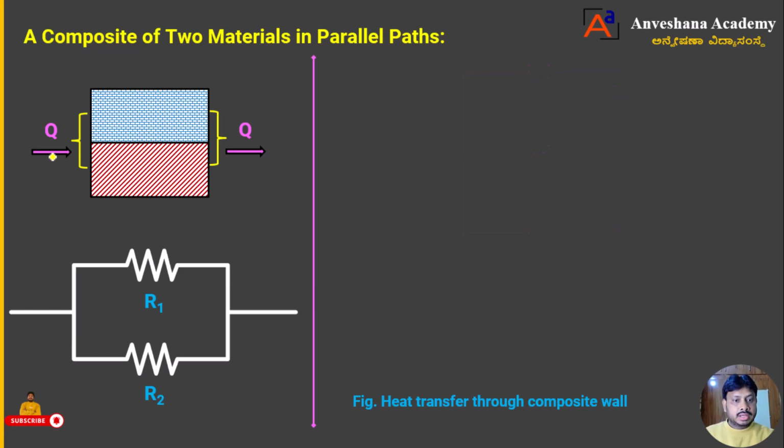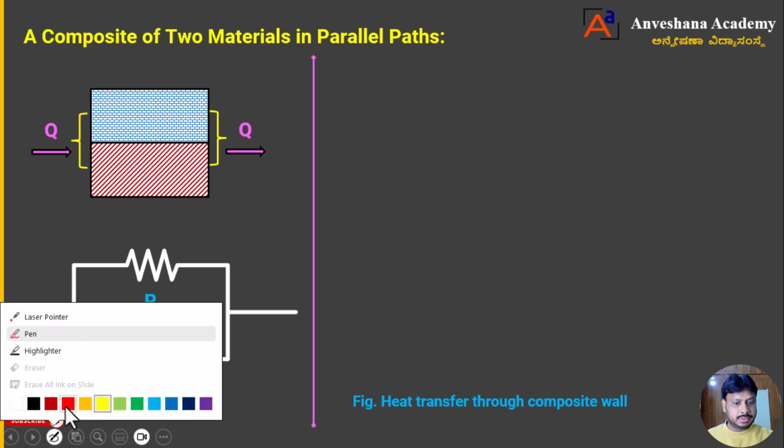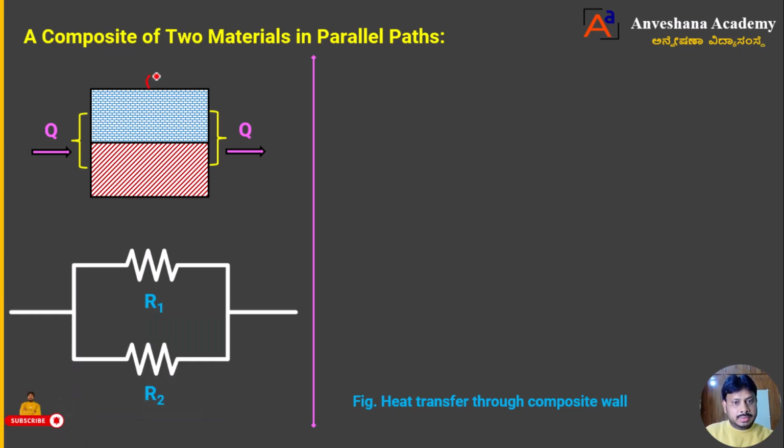Now assume that I will take 2 materials, dear students. I will call it material A and material B. Heat is going to transfer, that is heat I will represent here as Q. The direction of heat flow I will show here. Then when heat is supplied, some amount of heat is going to transfer through this material A.